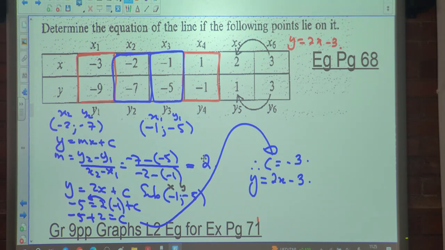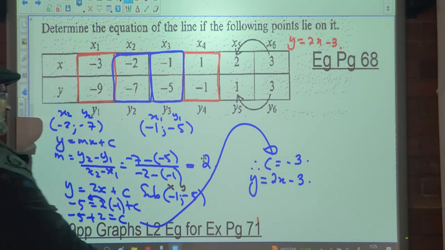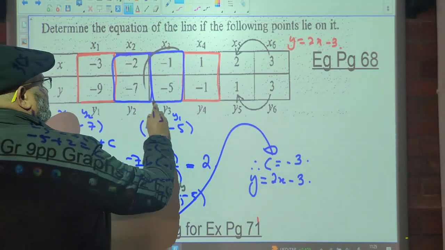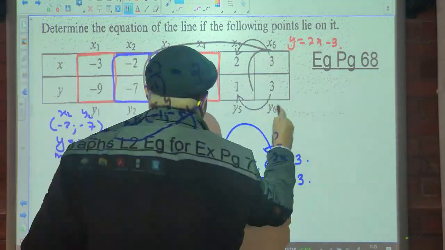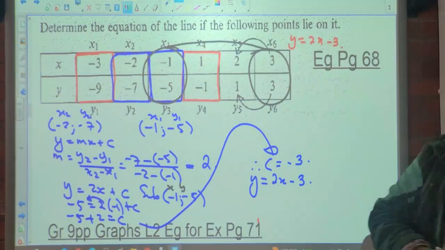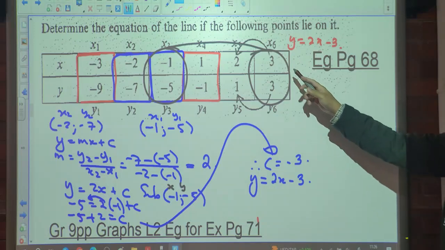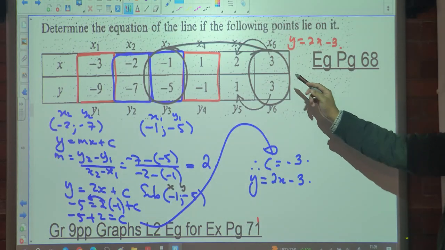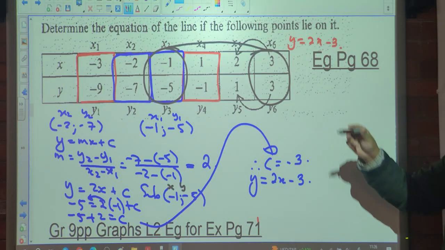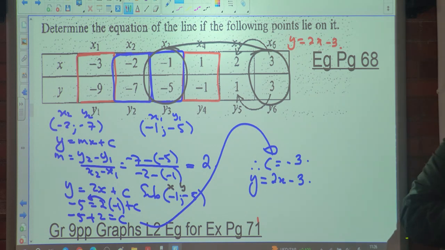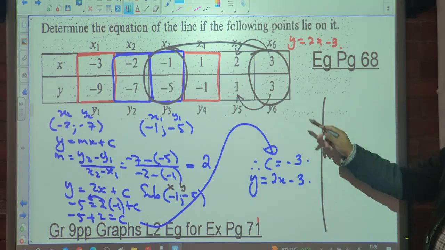It's the same. So what do you think if I had chosen negative 1 and negative 5, and 3 and 3? It will also be the same. You understand? So as long as these coordinates follow a pattern where it conforms to the straight line, the equation of the straight line, it will give you the same answer. Okay?